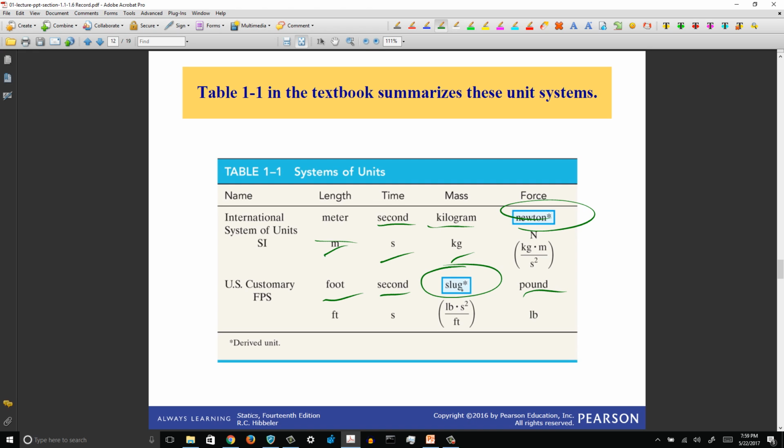A lot of errors are made working in this system, FPS, because when you see mass, a lot of people plug in the weight and not the actual mass in slugs. And those are related by, of course, the weight is equal to gravitational acceleration times the mass.